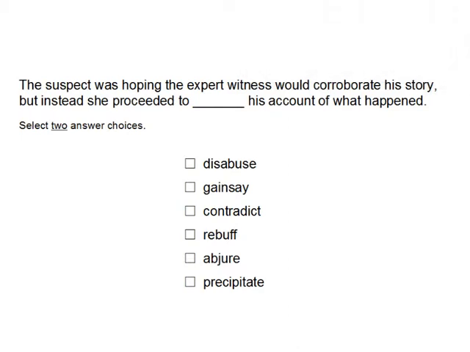All right, looking at this first one, we have that the suspect was hoping that the expert witness would corroborate the story, or help it out, validate his story. But we have this very important pivot here: however. Rather than corroborating or validating his story for him, she instead proceeded to totally deny his account of what happened, contradict his account, disprove his account, something along these lines. So one correct answer that we can already identify is definitely contradict.